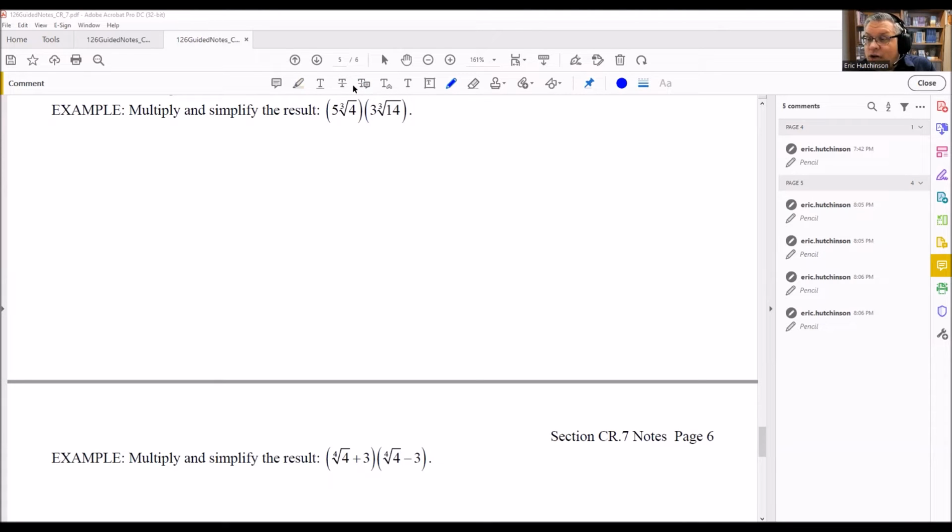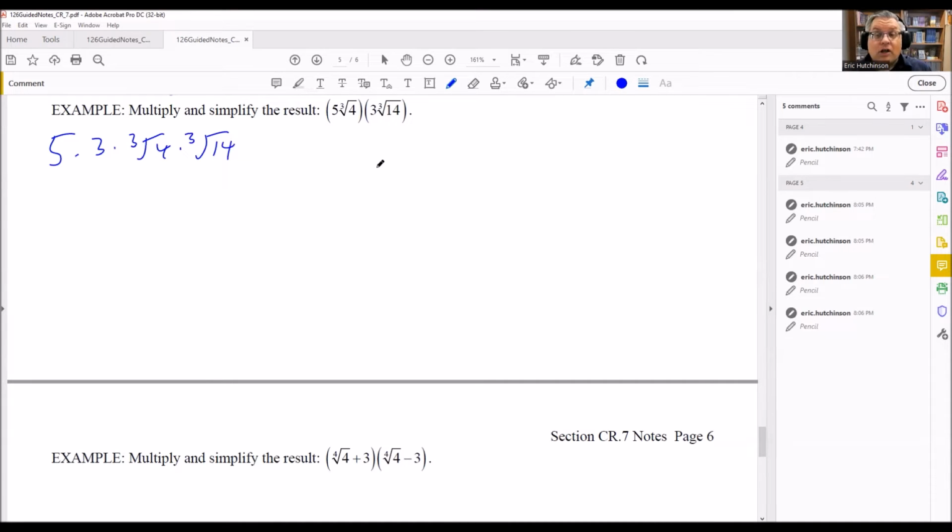Now for this, it looks like you only have two things being multiplied together, but in actuality, we have four different things multiplied together. And because we have four different things, we're allowed to rearrange the order any way we want. So I'm going to put the numbers together and then the cube roots together like this.